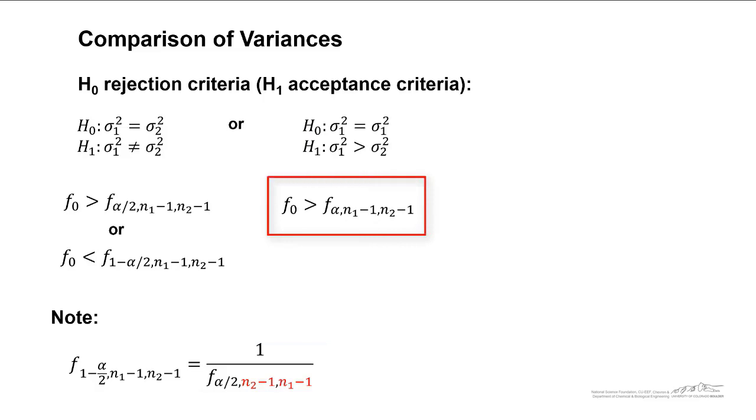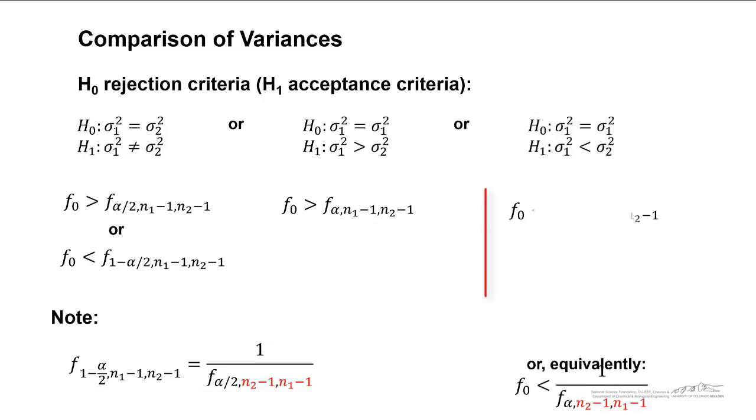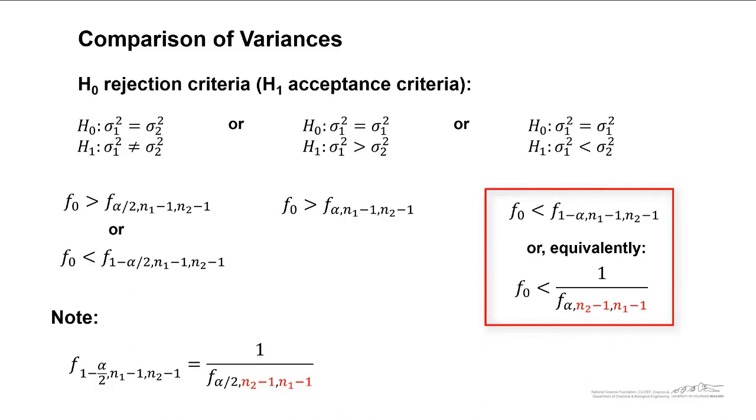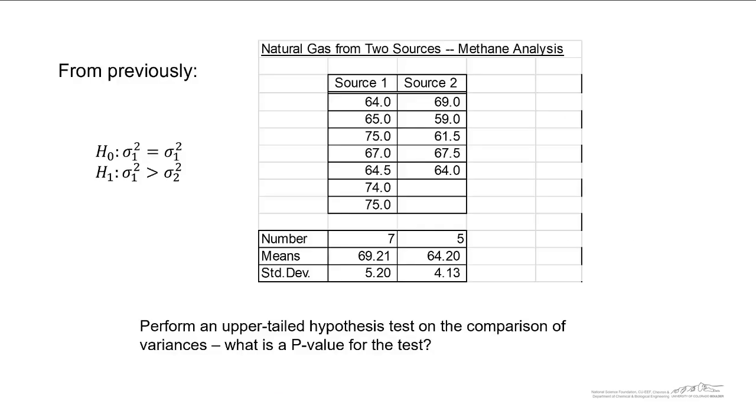For an upper tailed test, our test statistic has to be greater than F sub alpha. And for a lower tailed test, our test statistic has to be less than F of 1 minus alpha, or equivalently, we can use the reciprocal relationship, and our test statistic has to be less than 1 divided by F of alpha, and we've switched the order of the degrees of freedom there.